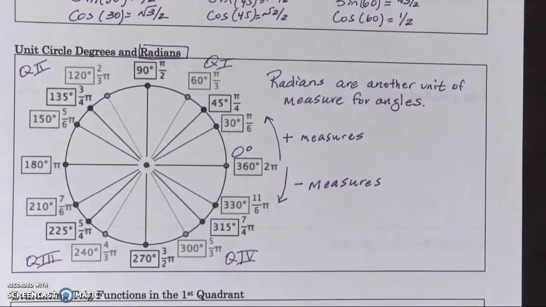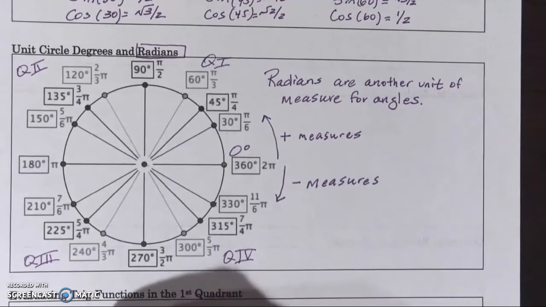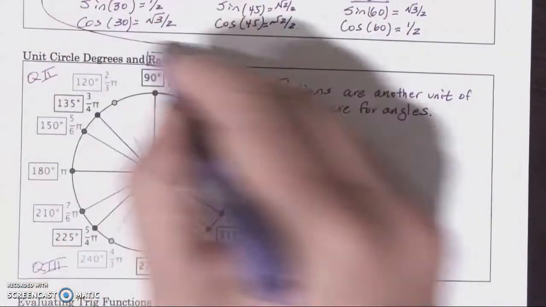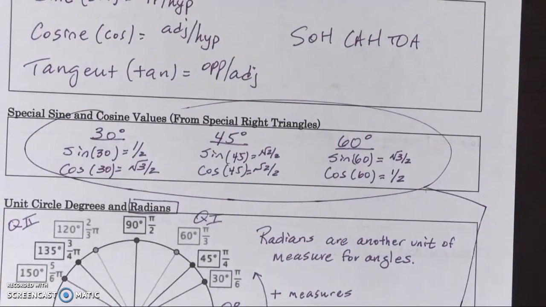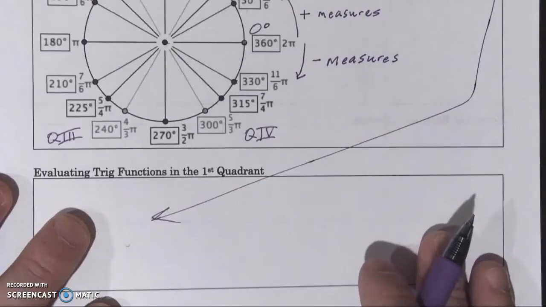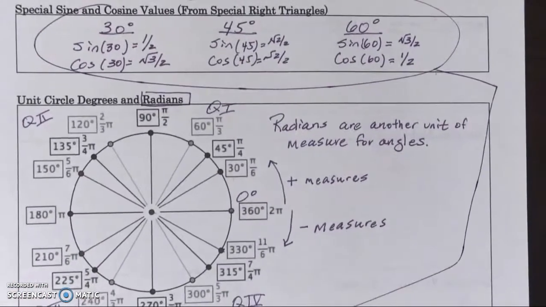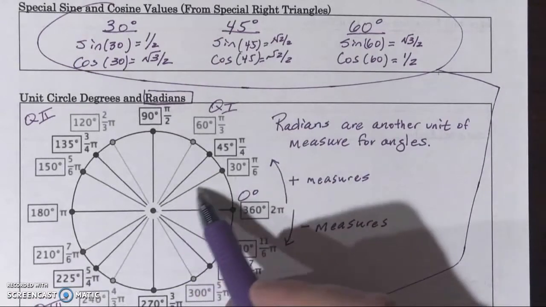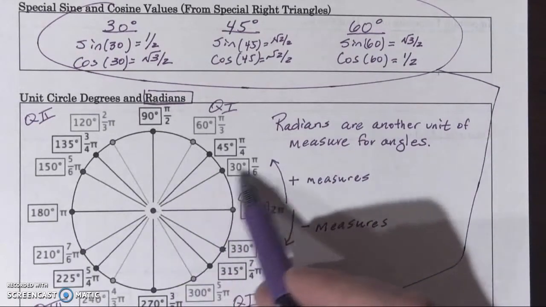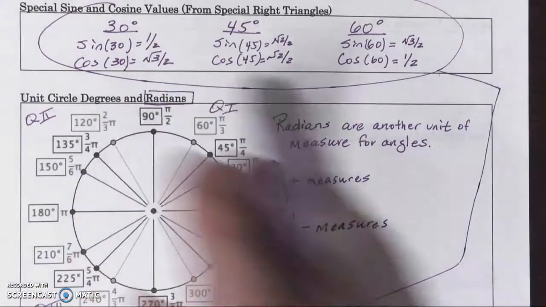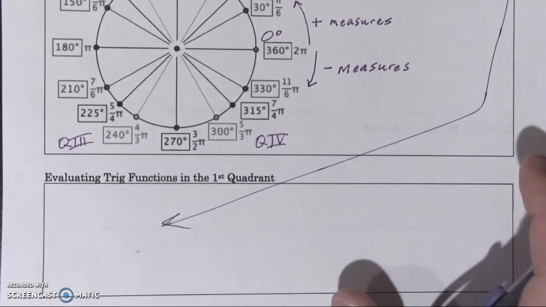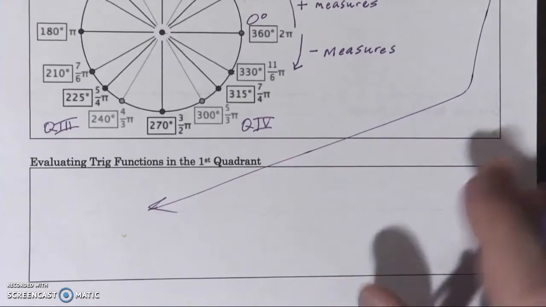So the trig functions in the first quadrant, well, I'm just going to draw an arrow here. I'm going to circle this. These are evaluating our trig functions in the first quadrant. If I asked you for sine of 30 degrees, with nothing written here, you would know that that's 1/2. So let's go to a little bit deeper look into the first quadrant.